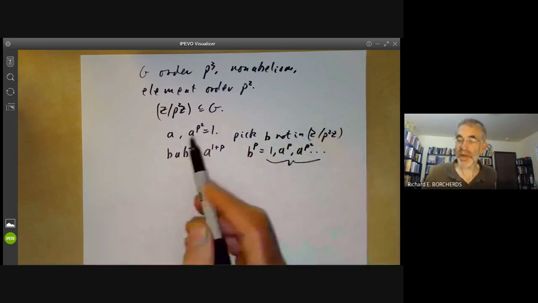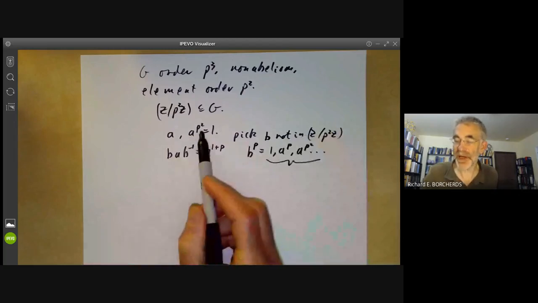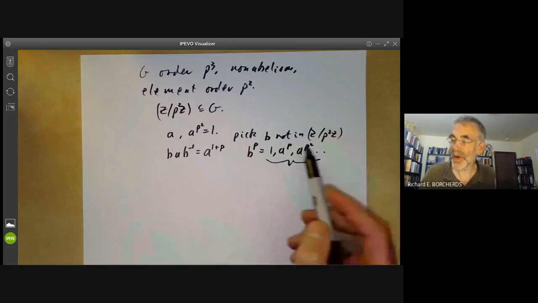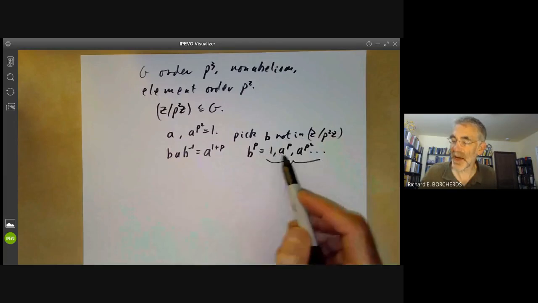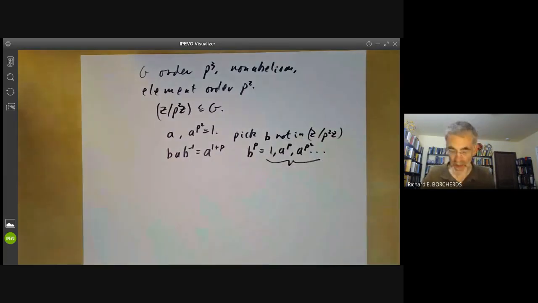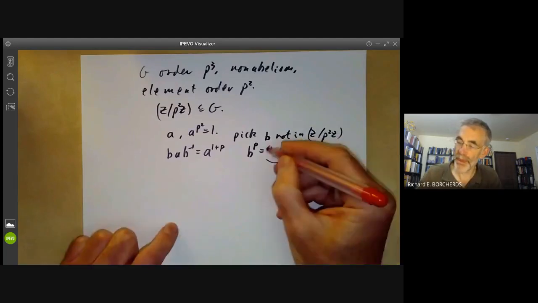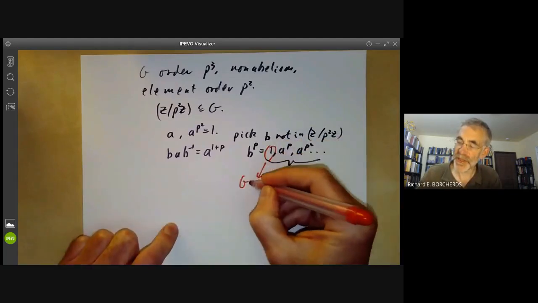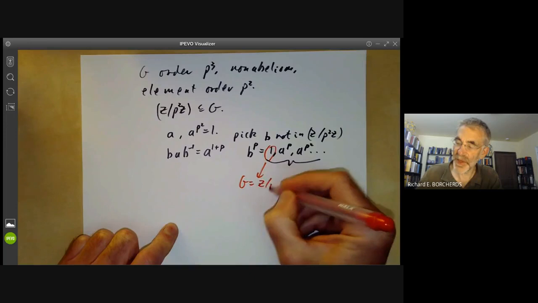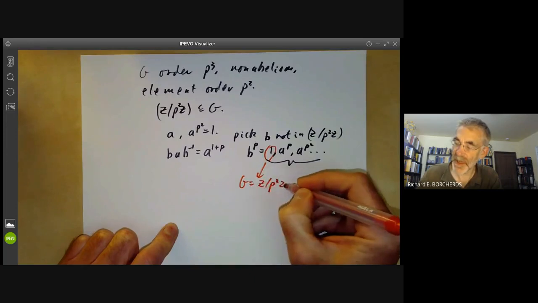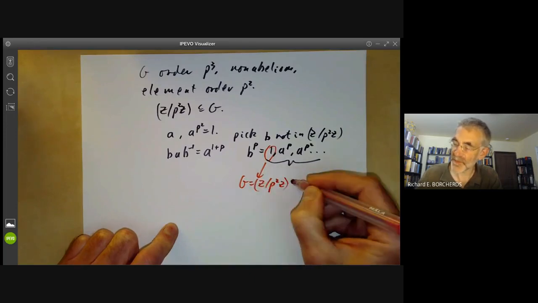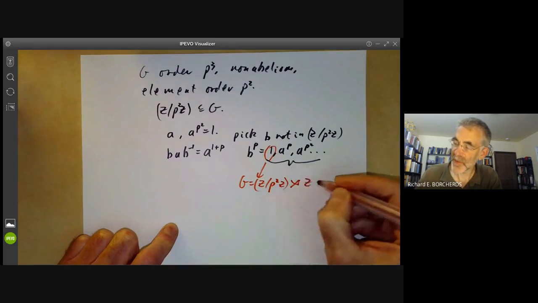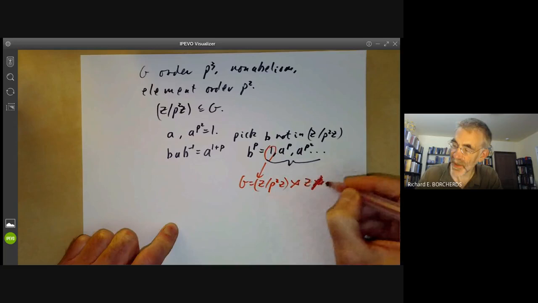And you can see that the group is determined by these relations. So the only ambiguity is, what is B to the power of P? Well, if B to the power of P is 1, then G is just a semi-direct product, Z modulo P squared Z times Z semi-direct product, sorry, Z quotiented out by PZ.